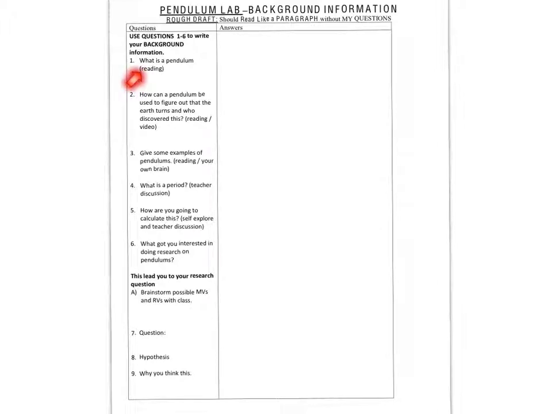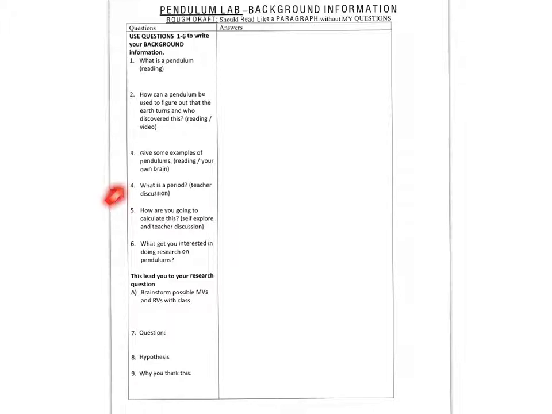For example, what is a pendulum? You can find that in the reading. Also, doing a YouTube or Google search for this would be helpful, especially if you weren't here when we practiced using the pendulum the first day. And then also, how can a pendulum be used to figure out that the Earth turns? Actually, pendulums can help us figure out that the Earth is spinning. It's evidence that the Earth is spinning. If you don't understand the reading section in this, again, Google it or YouTube it will help a lot. Examples of a pendulum, same thing, Google it and read it.